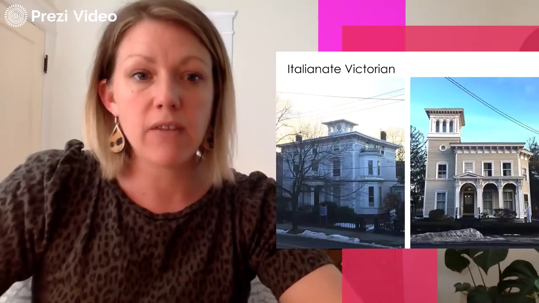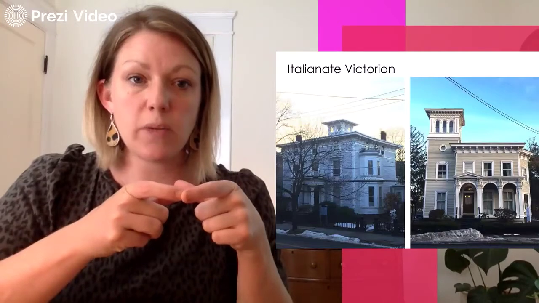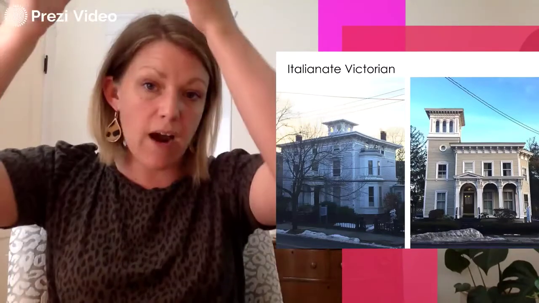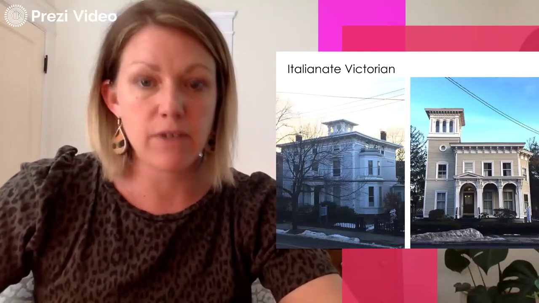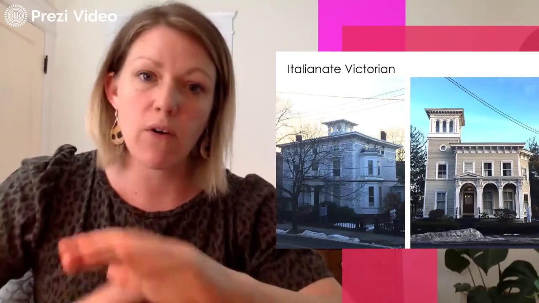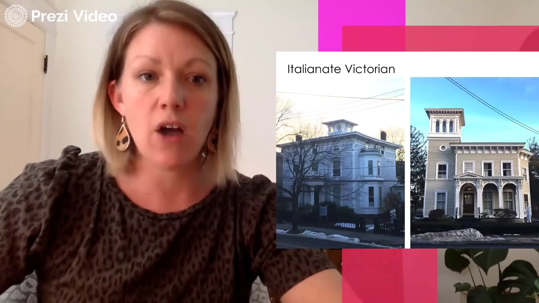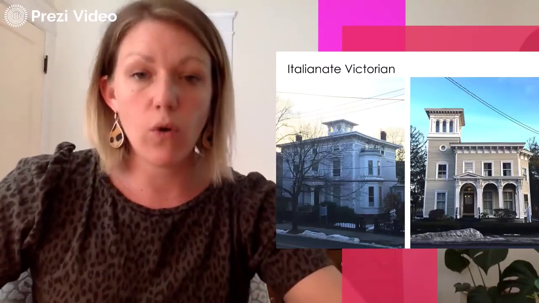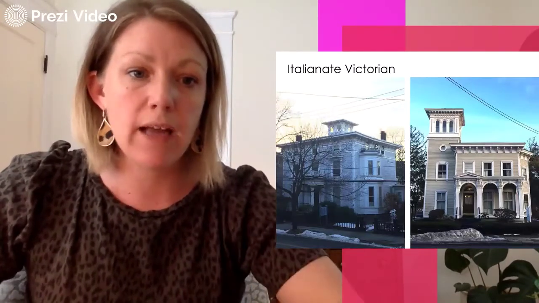Again, some more Italianate Victorians. Sometimes we don't see the square tower as that little centerpiece, but we see a full tower rising all of the stories of the house. So that's still considered an Italianate Victorian. But again, if you see that square tower, dead giveaway, Italianate Victorian. And here again, you can see all of the many, many brackets holding up that very flat, nearly flat, low-pitched roof line.